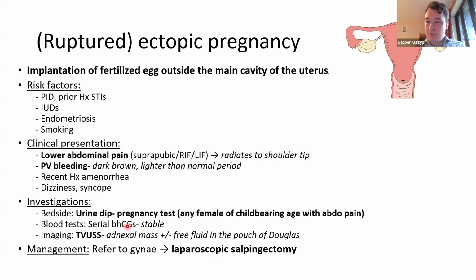this stage. Now, the key investigation here is transvaginal ultrasound, as you will see an adnexal mass, so something happening in this area or this area that shouldn't be there, plus minus free fluid in the pouch of Douglas. Now, as for management, you would refer that to gynae, and they would perform laparoscopic salpingectomy, so remove the affected fallopian tube.